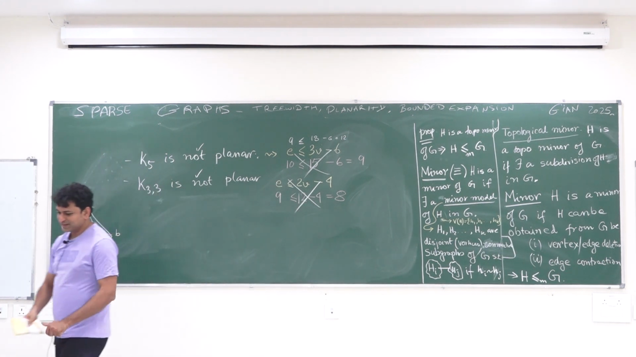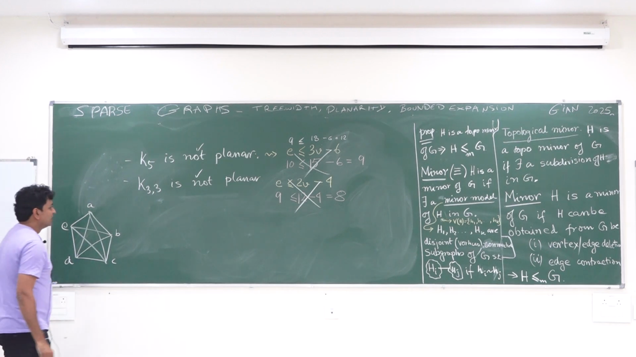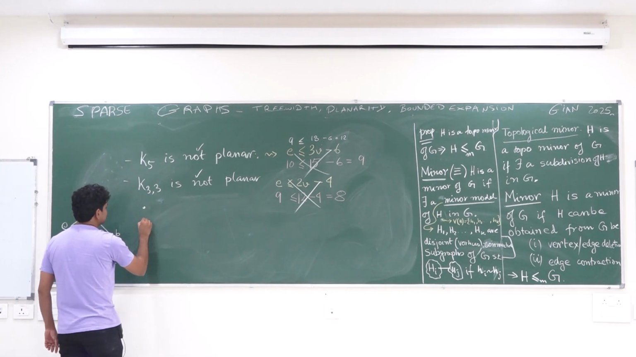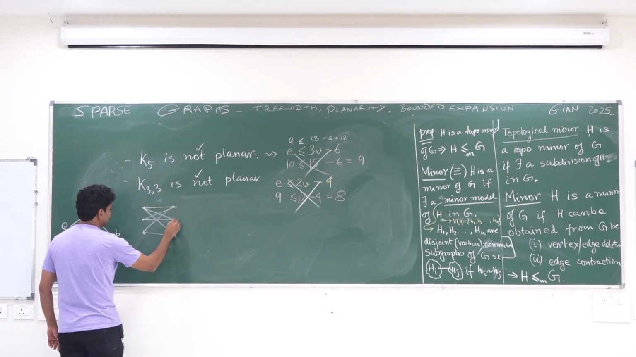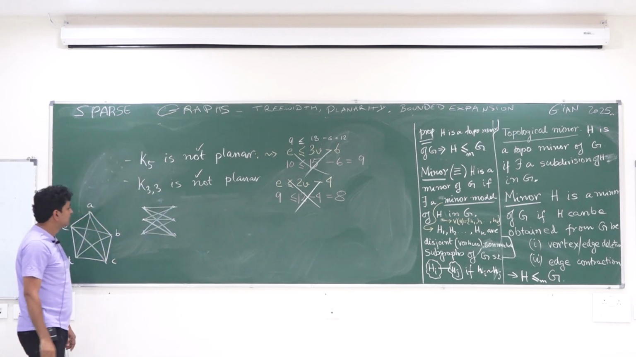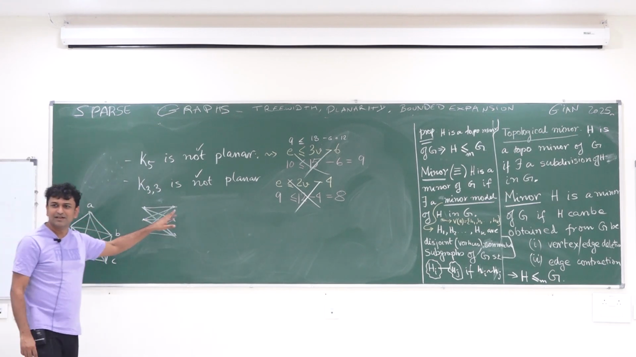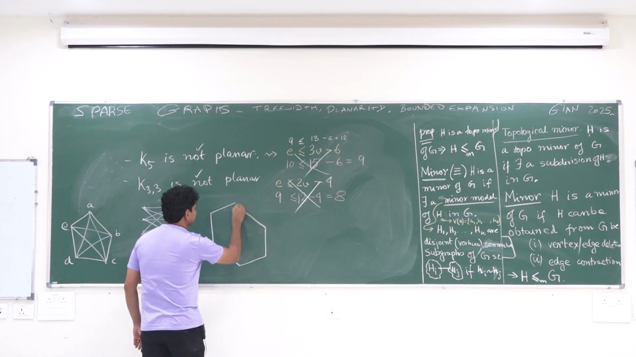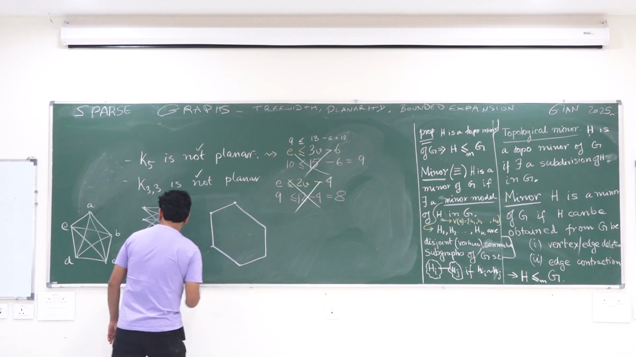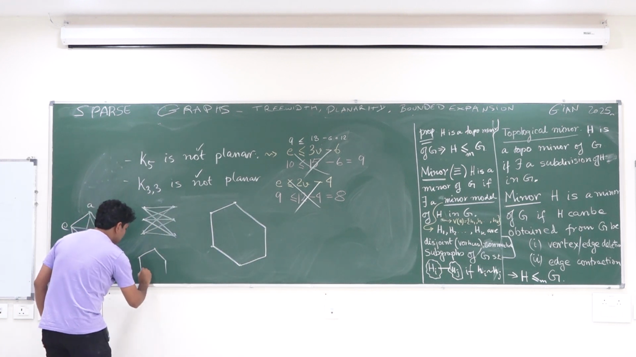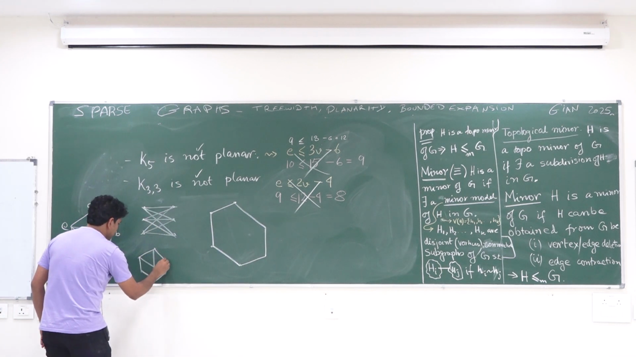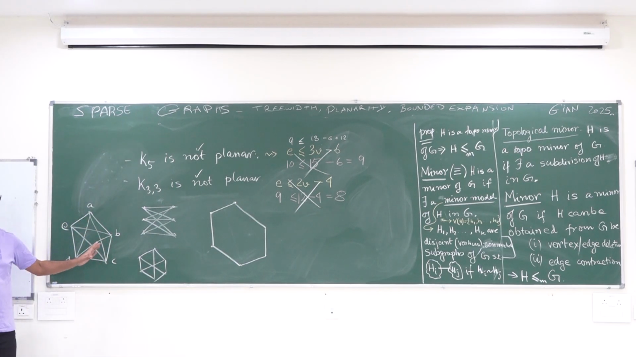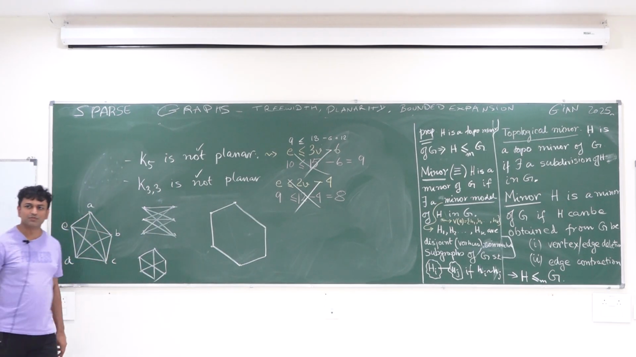How about K3,3? What is your answer? How does it look? It looks like this, right? But for the proof, I don't like this drawing. What I like is this drawing. So let me make a small drawing here. It's exactly this. You can check the isomorphism later on.